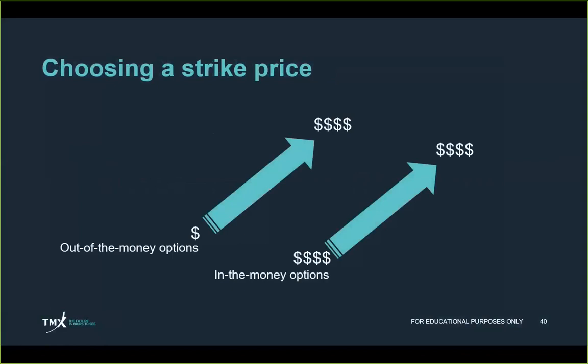On the other side of it, in the money options, you're going to pay more. You can obviously generate a pretty good return, but from a percentage rate of return standpoint, obviously the less you pay originally, the higher the rate of return if you're right about the market move. There's all sorts of reasons why you might choose an out of the money versus an in the money.